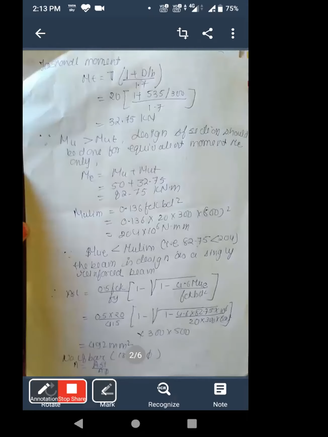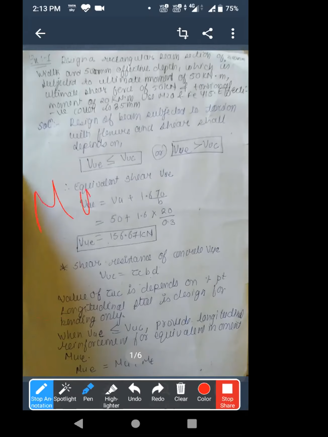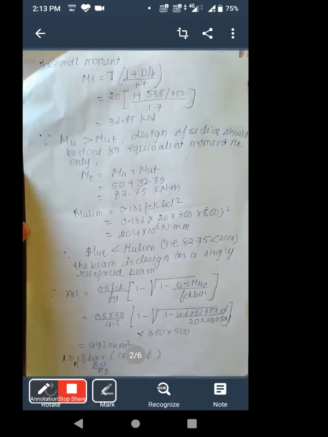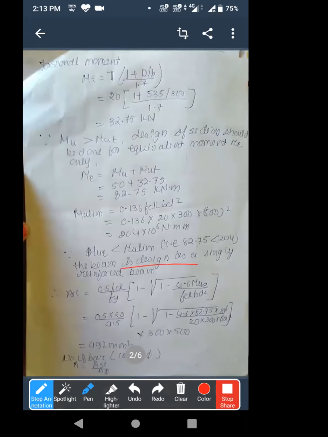Let's see here. You first have to calculate the equivalent moment if case 1 is there. For case number 1, what is the formula? It is MU plus MT, the ultimate moment plus the torsional moment, and that is the equivalent moment. Now we are going to move to the next. See, you first have to calculate the torsional moment. How to calculate the torsional moment?